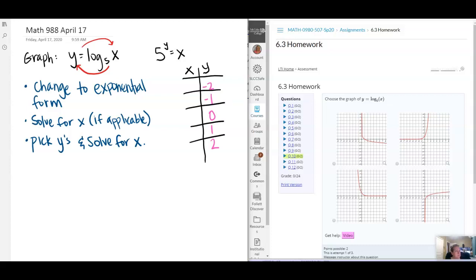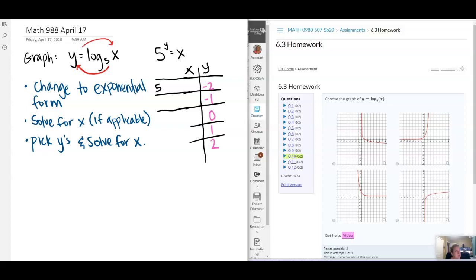So let's do that. When I'm doing this, maybe I'll extend this out a little bit and show a little bit of work of what I'm doing. All right, so on this first one, I'm putting -2 in place of my y.